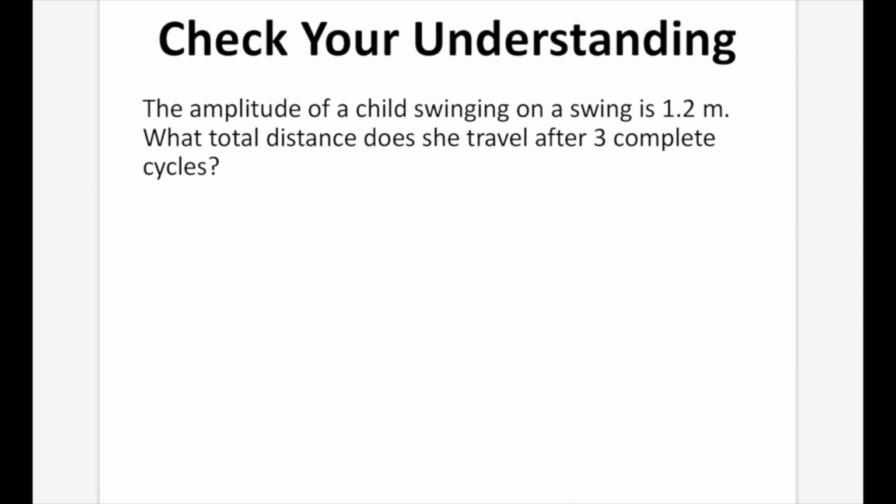Check your understanding. The amplitude of a child swinging on a swing is 1.2 meters. What total distance does she travel after 3 complete cycles?